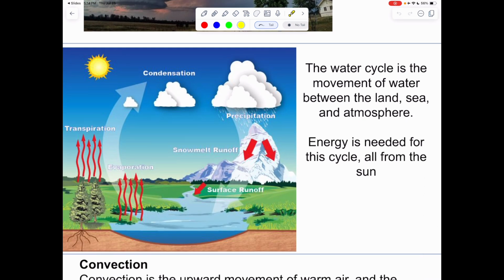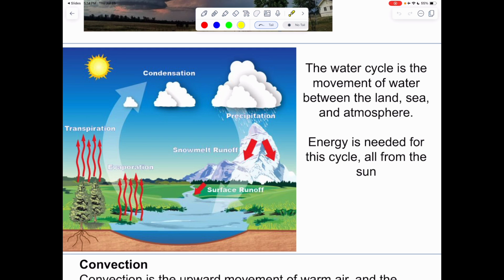The water cycle is a movement of water between land, sea, and atmosphere. Atmosphere, land, sea. Most importantly here, we cannot forget energy is needed for this because in this cycle, our energy is the sun. This is our cycle.